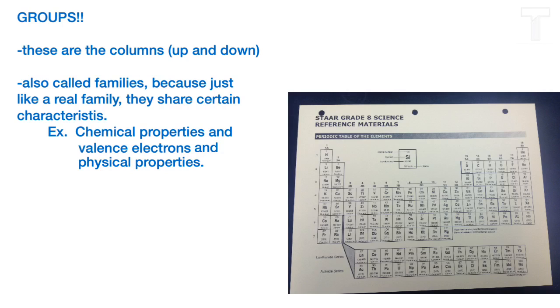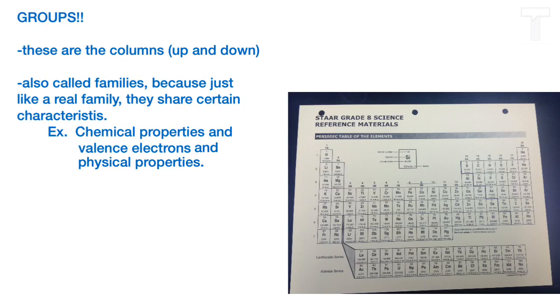Groups are our columns. They go up and down. So here's a group, here's a group, here's a group. Groups are also called families because just like a real family, they share certain characteristics. So if something's in the same group, it's going to have the same chemical or physical properties, and it's going to have the same number of valence electrons.